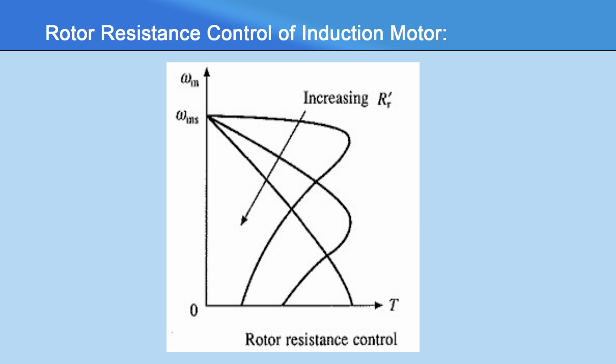The starting torque and the starting current can also be varied by controlling the rotor circuit resistance, while maximum torque is independent of the rotor resistance. The speed at which the maximum torque is produced changes with rotor resistance. For the same torque, speed falls with an increase in rotor resistance.